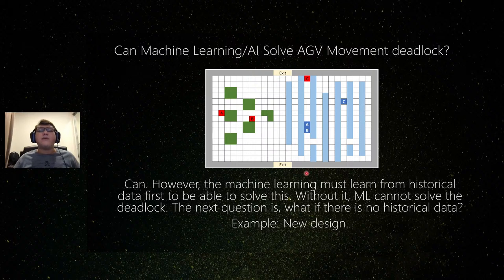Without that, there's no way this machine learning or AI can do it. You can give 1,000 AIs here, I don't know how many AIs you want to put. We are never going to solve, for example, how to solve the deadlock, as long as there is no historical data. So only simulation can solve this, okay?